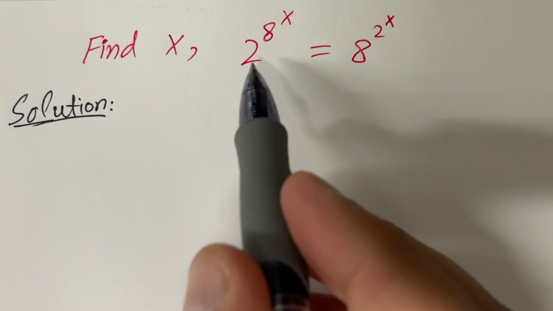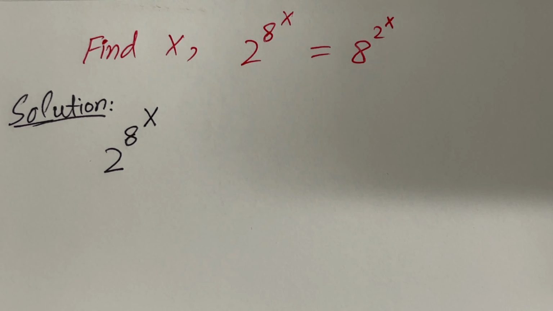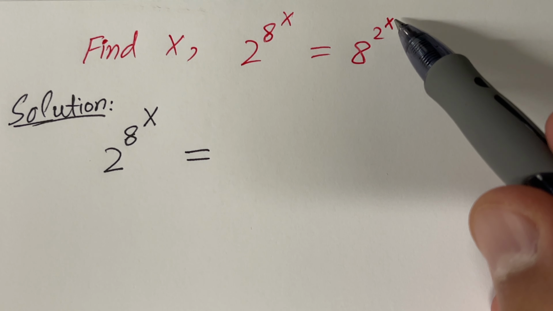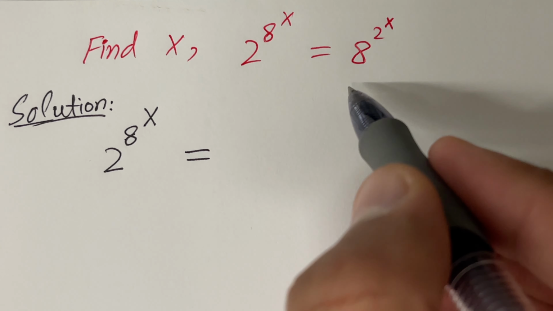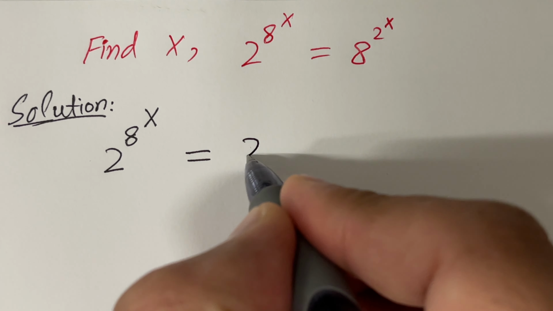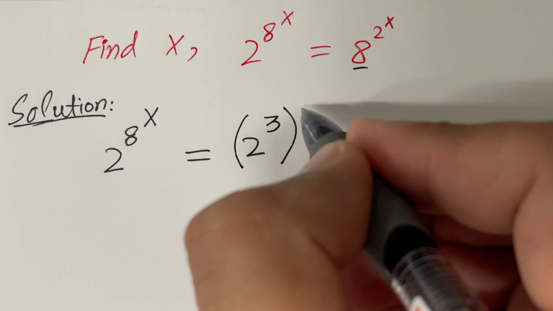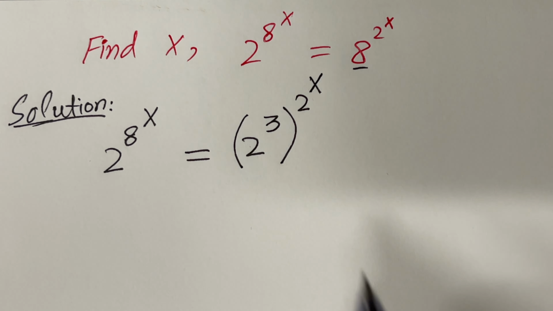The left hand side of the given equation is 2 raised to the power 8 raised to the power x, and the right hand side is 8 raised to the power 2 raised to the power x. First, let's write 8 in terms of 2. I can write 8 as 2 raised to the power 3 and keep the remaining power towers as they are. You will see in a moment the advantage of writing 8 in terms of 2.